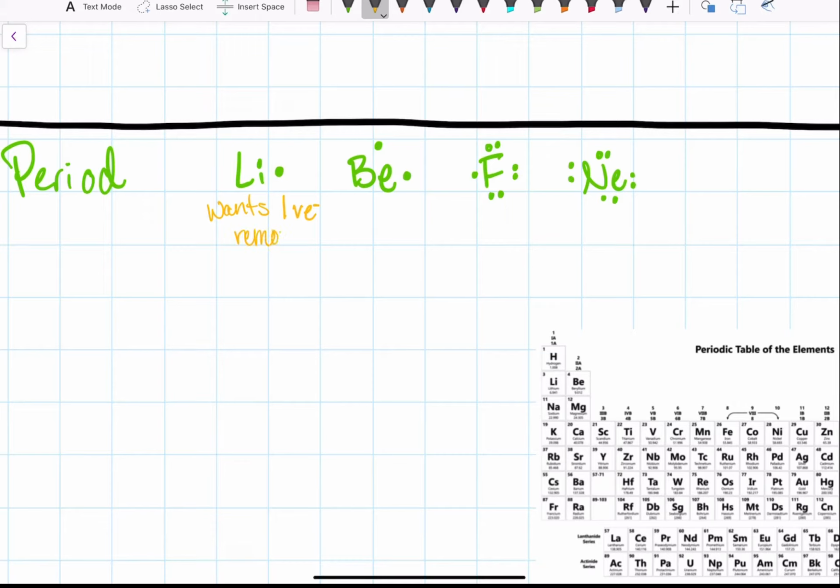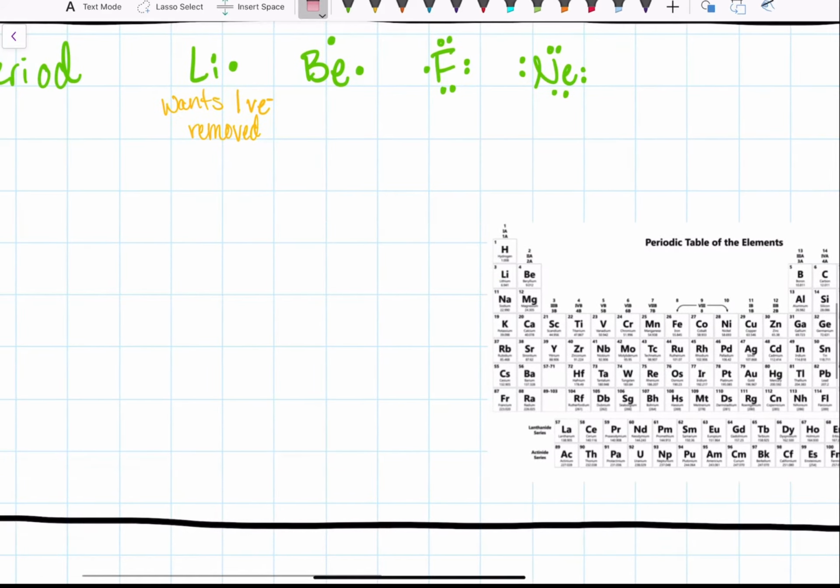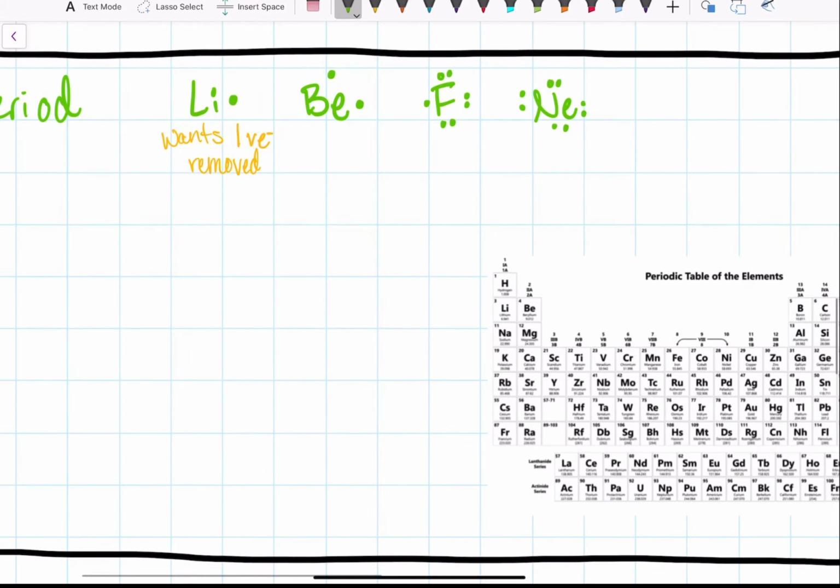removed. If lithium actually wants this 1 valence electron to be removed, it's going to be really easy to remove that electron, because as soon as lithium removes that electron, it becomes like helium's noble gas configuration. So lithium really wants that electron removed. That being said, it's going to be very, very easy to remove that electron from lithium. Super easy.